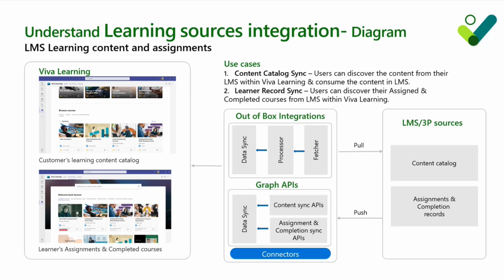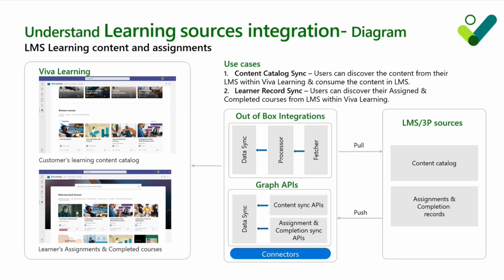Now let's look at how these integrations work through this diagram. Starting from the right-hand side, we have the LMS or the 3P learning sources, which have the learning content as well as the assignment and completion records. When talking about the out-of-box integrations, these work through the pull models. So the content and assignment and completion records are pulled into the Viva Learning using this out-of-box integrations connector. The records are fetched using the fetcher, post which the data is processed and synced on to the Viva Learning data store, from where this data is surfaced within the Viva Learning.